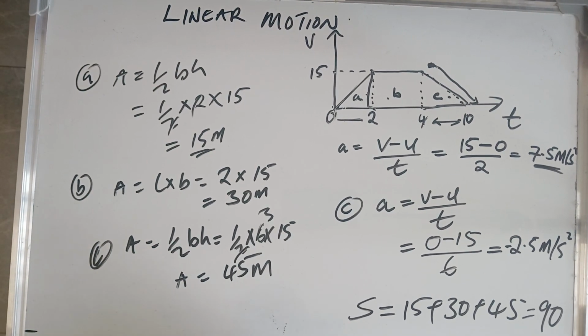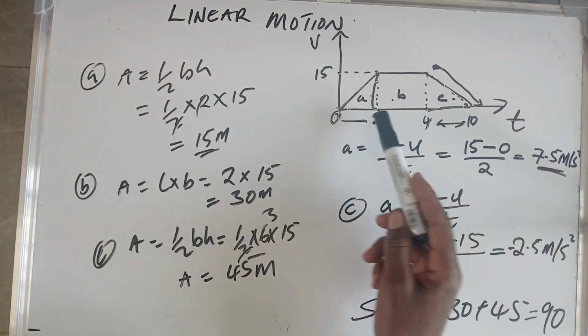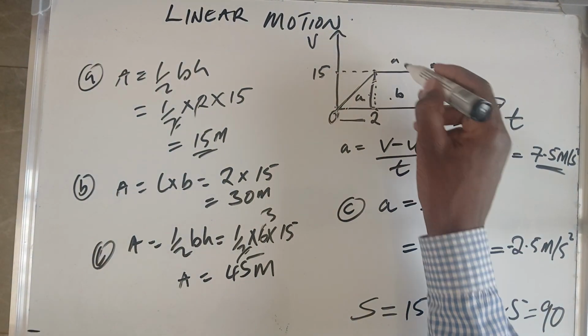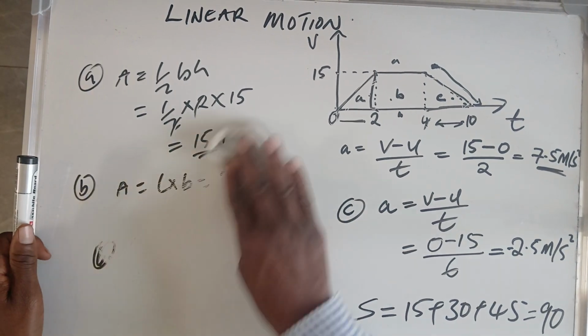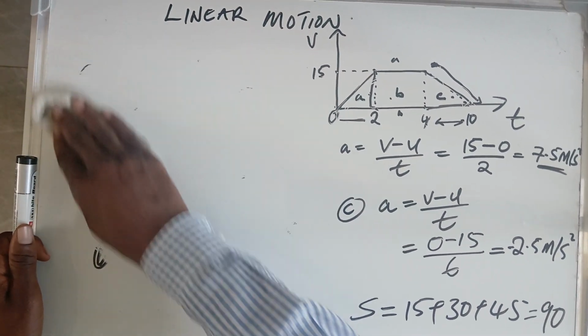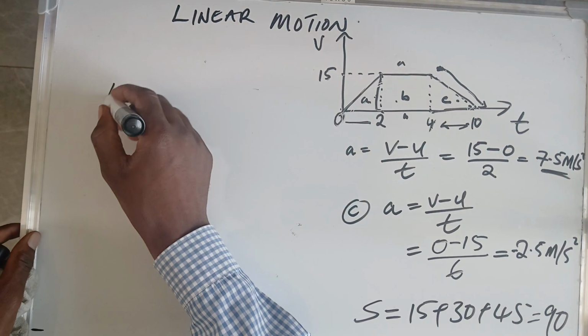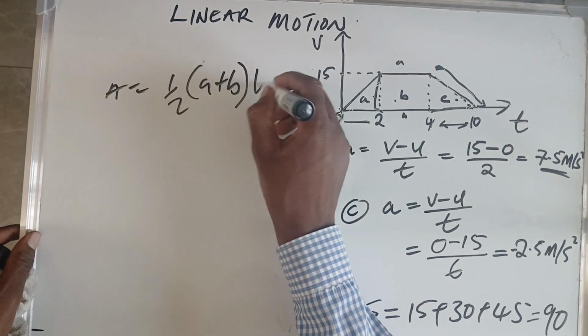Now, that is method 1. Method 2 is simply looking at the entire area. You can tell that this is a trapezium. And with a trapezium, this is a, this is b. So remember the formula for finding the area of a trapezium. Area is equal to half a plus b multiplied by h. We said area is equal to half a plus b multiplied by h.